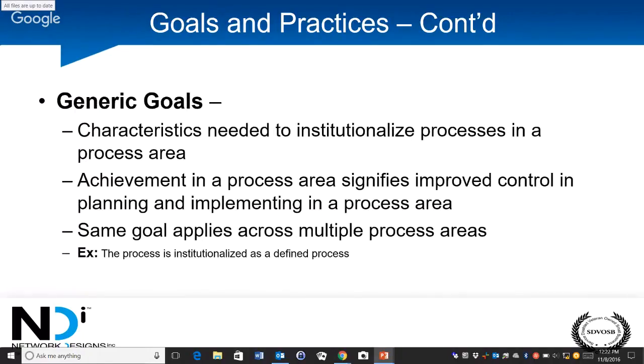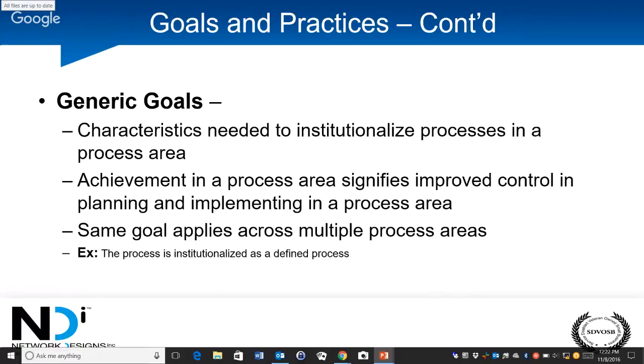On the other side, in addition to specific goals and specific practices, there are generic goals as well and generic practices. These generic goals are characteristics that are needed to actually institutionalize processes in a process area. So we said with specific goals that those were specific things, such as for requirements management. This says that we have actually institutionalized that, requirements management is done the same way throughout the entire company.